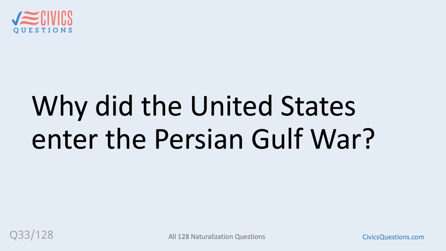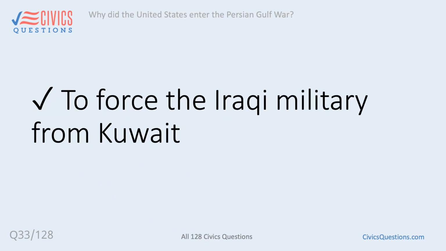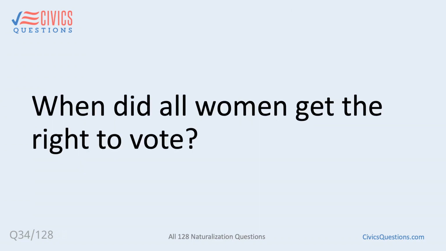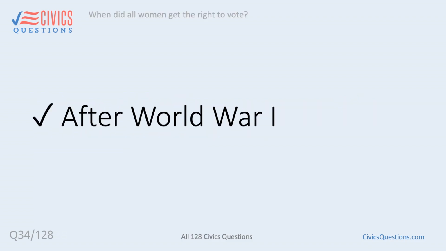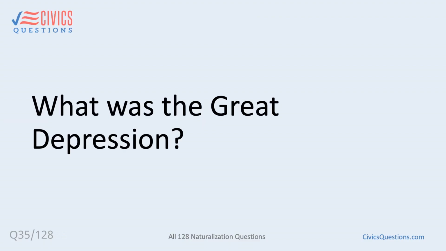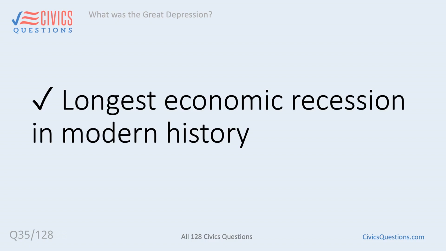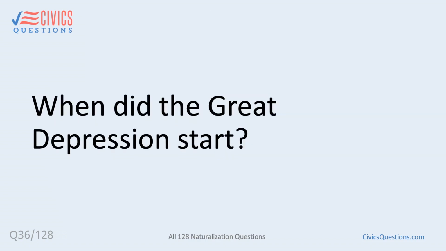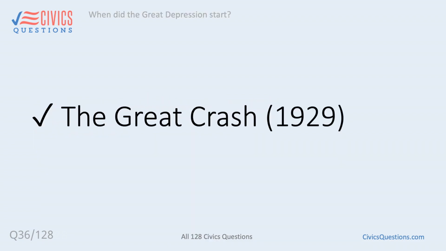Why did the United States enter the Persian Gulf War? To force the Iraqi military from Kuwait. When did all women get the right to vote? After World War I. What was the Great Depression? Longest economic recession in modern history. When did the Great Depression start? The Great Crash, 1929.